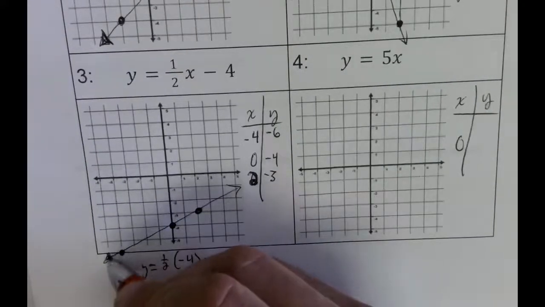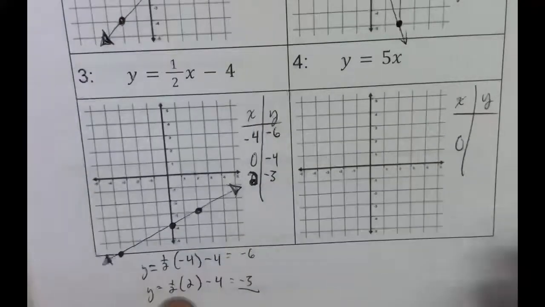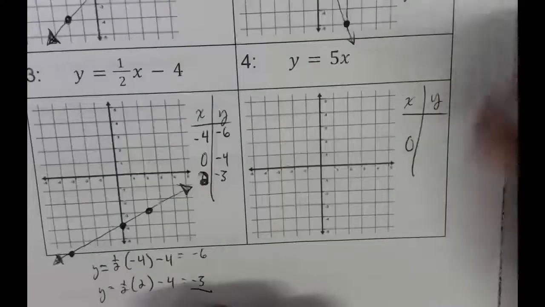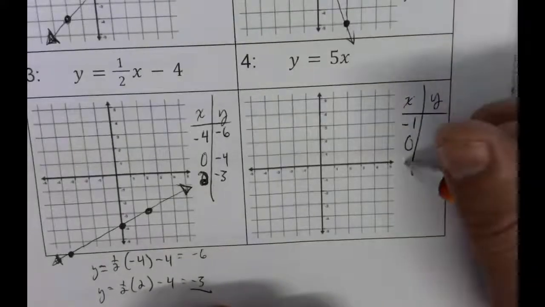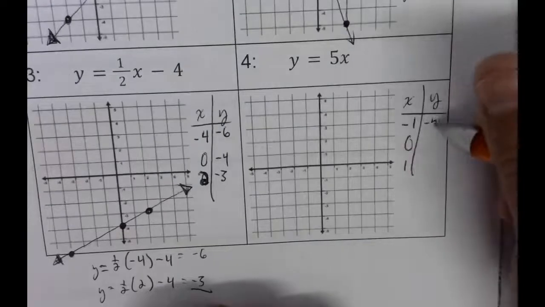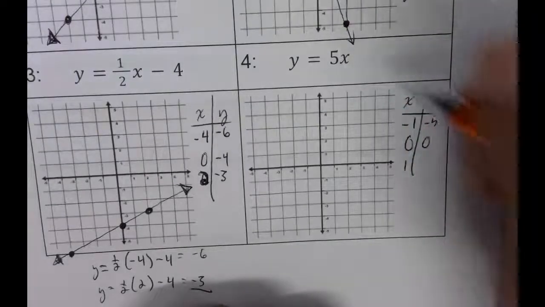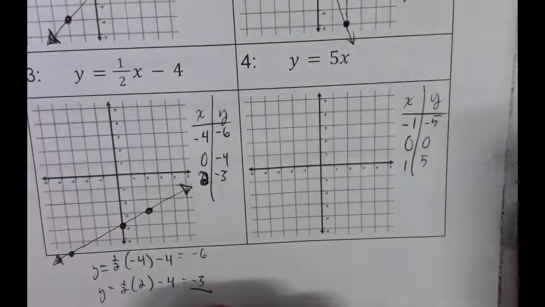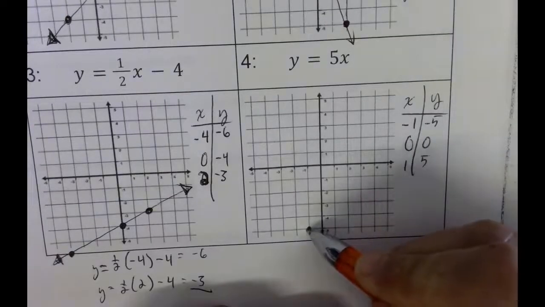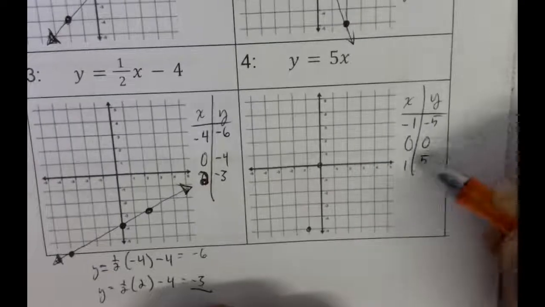Again, all lines by definition are straight. Otherwise, we'd call it a curve. But you get what I'm saying. All right, this one will be really quick and easy. We'll do negative 1 and positive 1. So when I plug in negative 1, 5 times negative 1 is negative 5. 5 times 0 is 0. 5 times positive 1 is positive 5. Let's plot these 3 points. Negative 1, negative 5. 0, 0. Positive 1, positive 5.